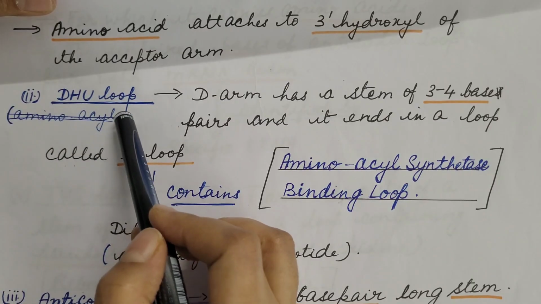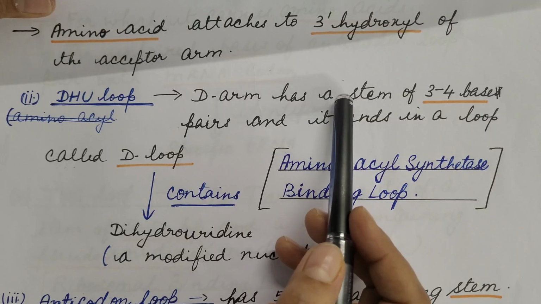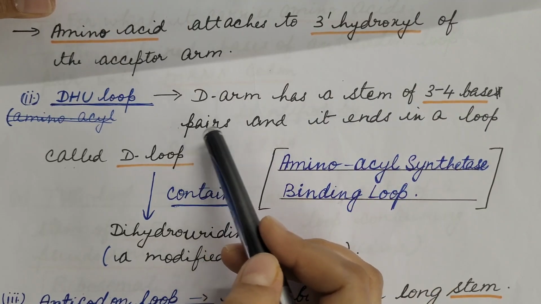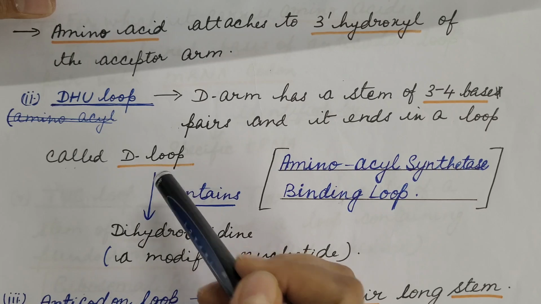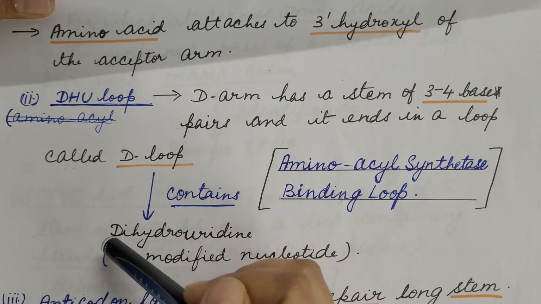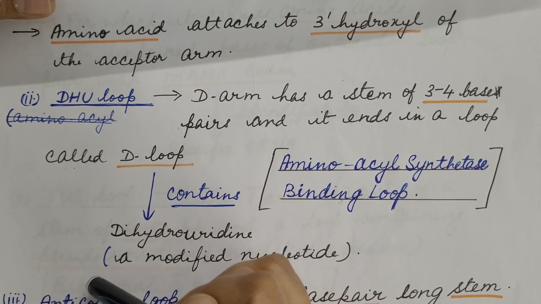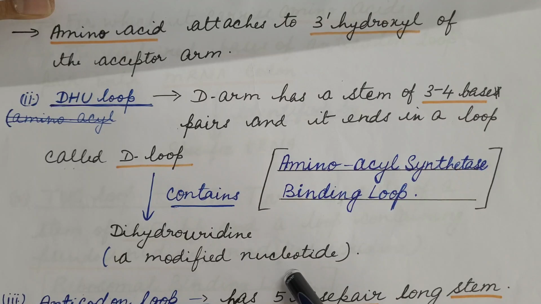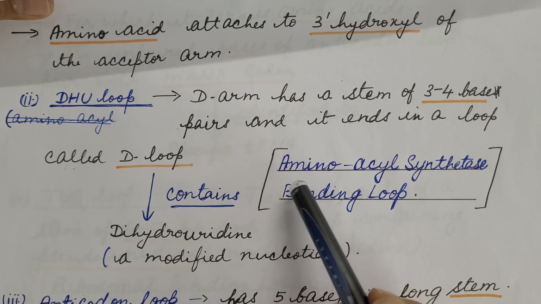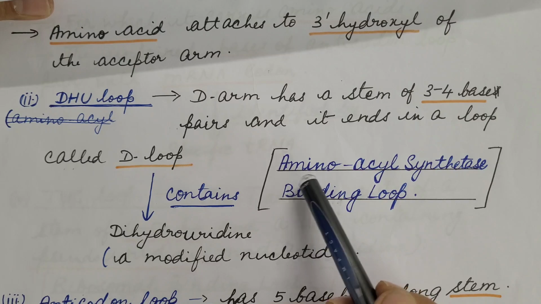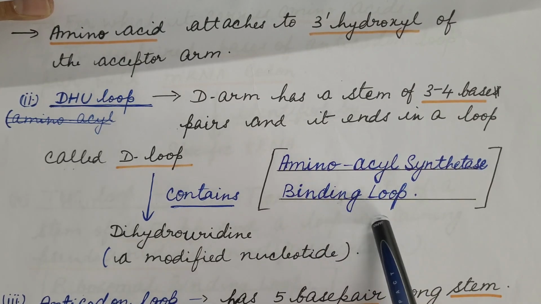Now second is the DHU loop. The D arm has a stem of 3 to 4 base pairs and it ends in a loop called the D loop. This D loop contains dihydrouridine, which is a modified nucleotide. This DHU loop or D loop is also known as the amino acyl synthetase binding loop.